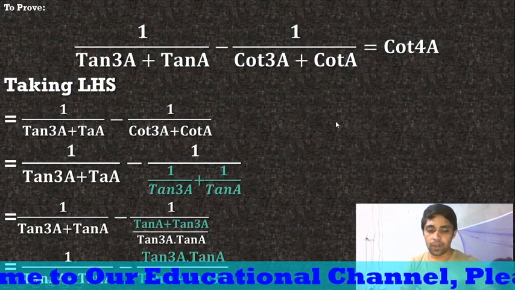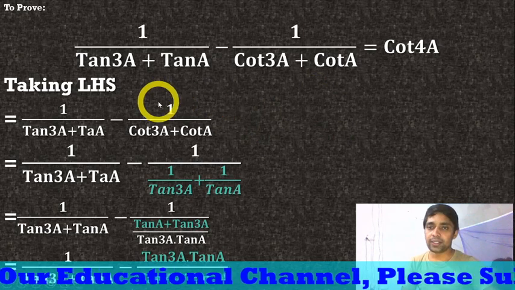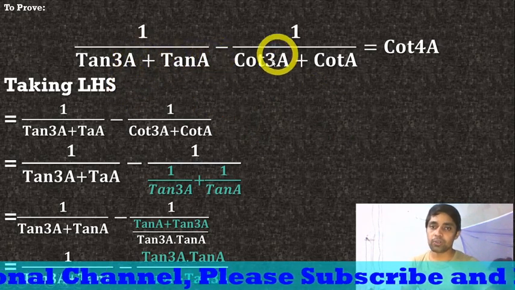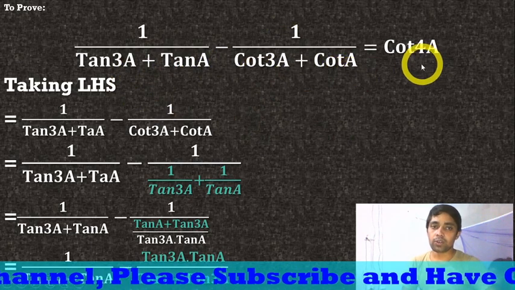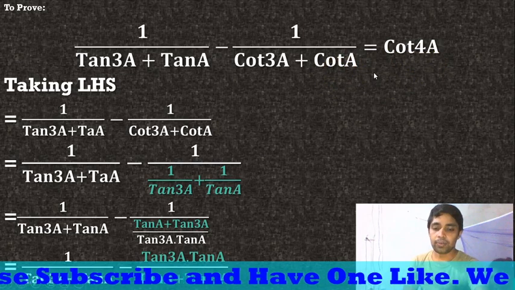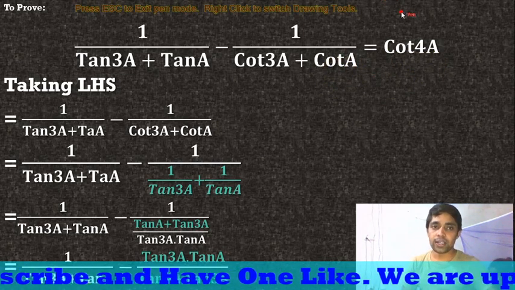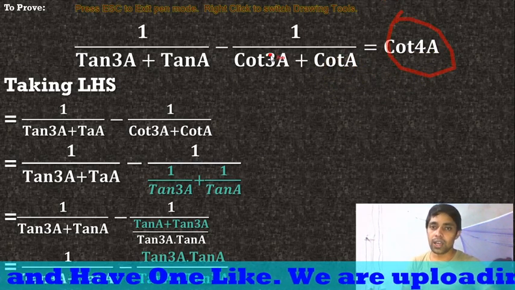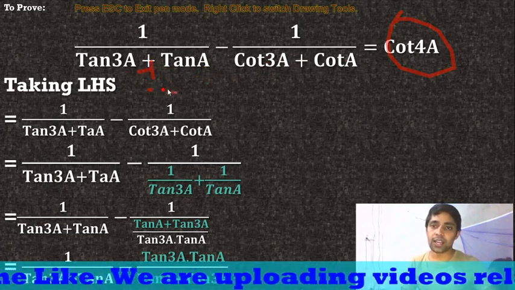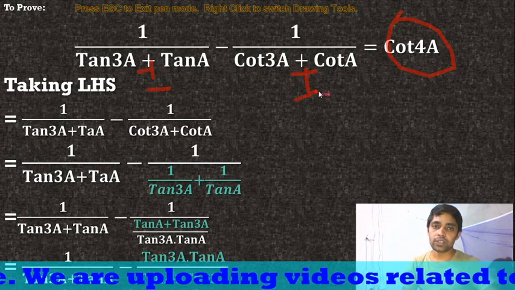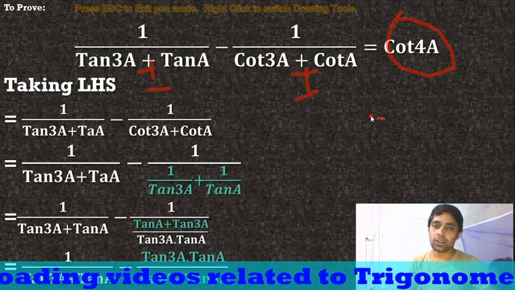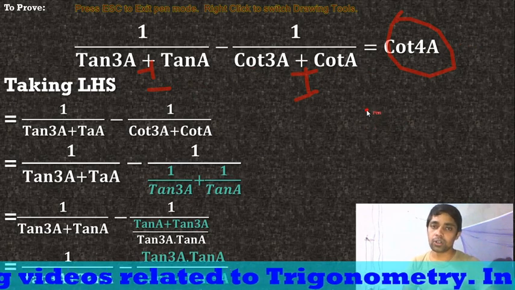The next problem we have is 1 by tan 3a plus tan a, minus 1 by cot 3a plus cot a, equal to cot 4a. Here if we see, the bigger angle is on the RHS side, but we will go through the LHS side, because here there is plus minus sign. This side is alone, so we'll go through the LHS side and we'll be using this formula with this method to solve the problem.